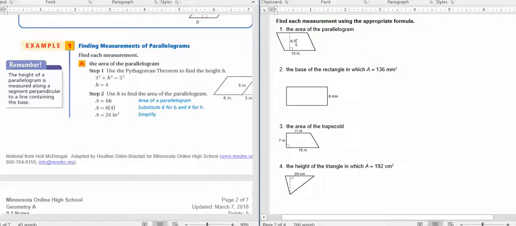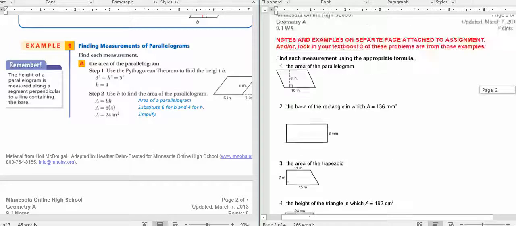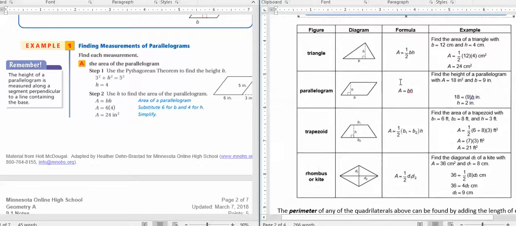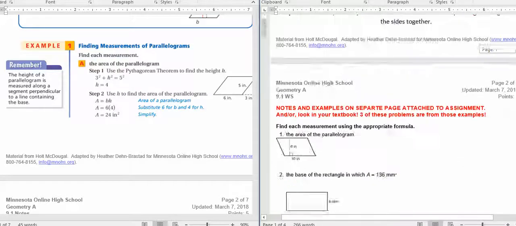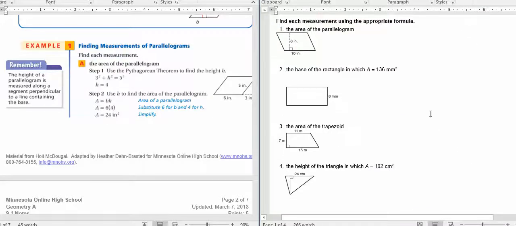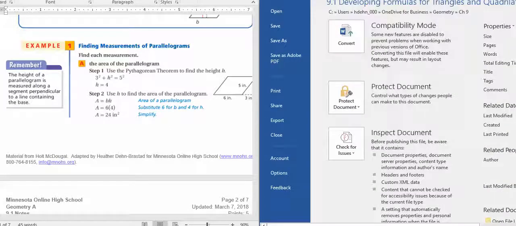Some of them are very basic, like number 1, find the area of the parallelogram. So you can just look up here, find how to find the area of a parallelogram, use the formula, and solve it. Most of them are not that simple because this is geometry and not middle school math, so you're going to have to work harder to find the answers for most of these.